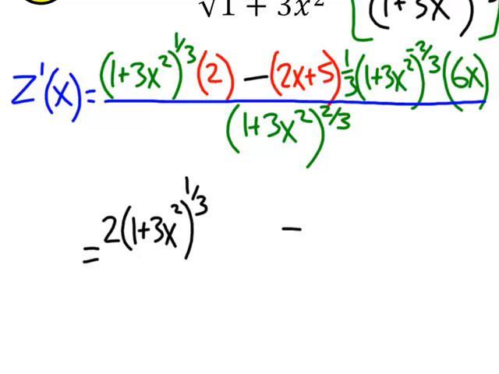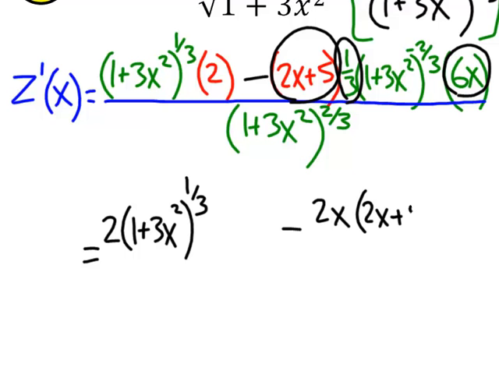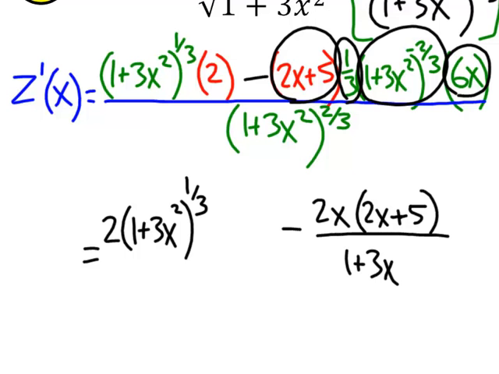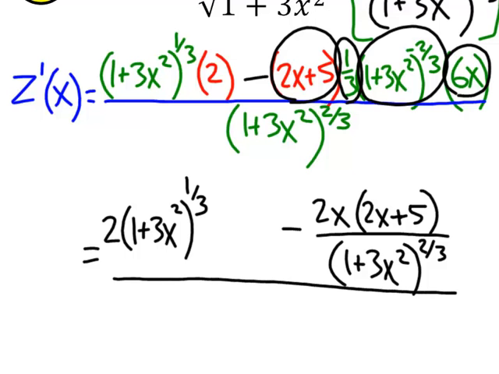We do have a little bit of good fortune here in that the 6x kind of cancels out that fraction. So 6x times 1/3 will give me 2x times 2x plus 5. However, we still do have a fraction going on here, right? Because we've got a negative exponent for this expression. So let's put that in the denominator as 1 plus 3x squared quantity raised to the positive 2/3 power, all over that denominator.